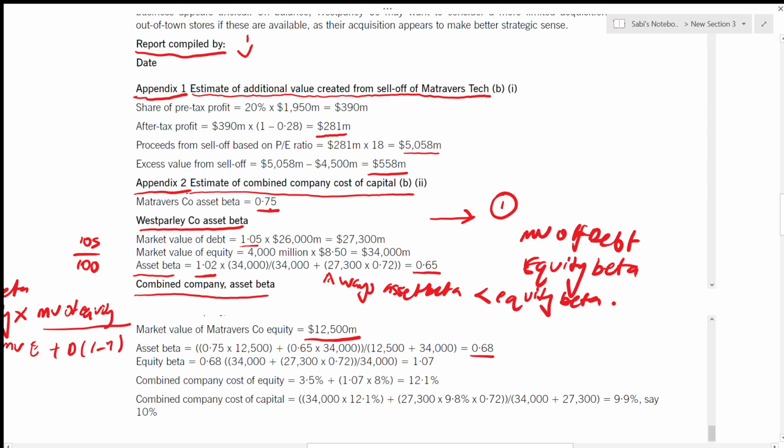Now you are given the asset beta. Always, if asset beta is given, find the equity beta. If equity beta is given, find the asset beta. That's how you have to work. Now asset beta is given. What is the next step? Always the next step after asset beta is to go to equity beta, because if you don't find the equity beta, you cannot use your capital asset pricing model to find the cost of equity.